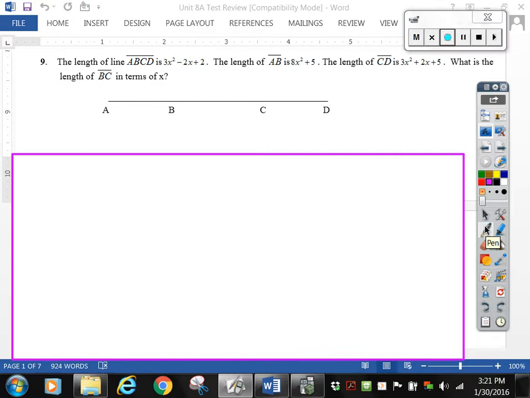Okay, so I have a line. The length of the entire line is 3x squared minus 2x plus 2. The length of AB is 8x squared plus 5, and the length of CD is 3x squared plus 2x plus 5.